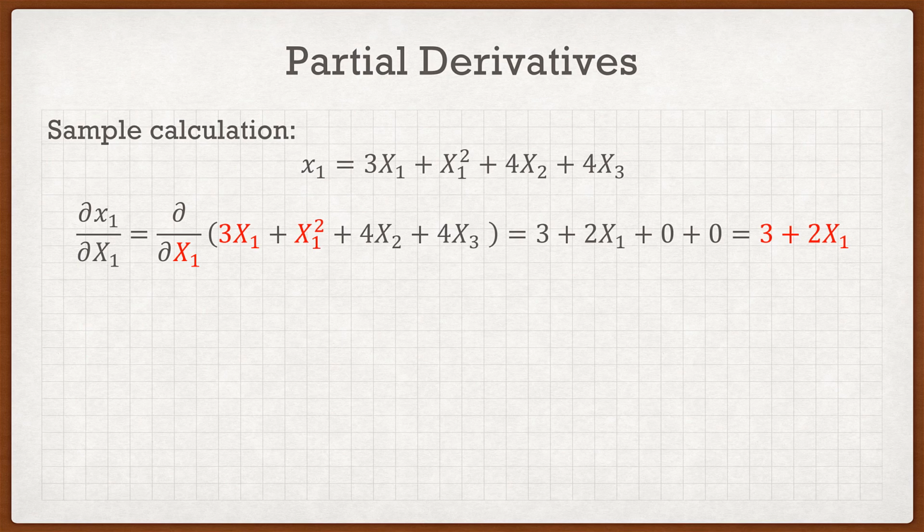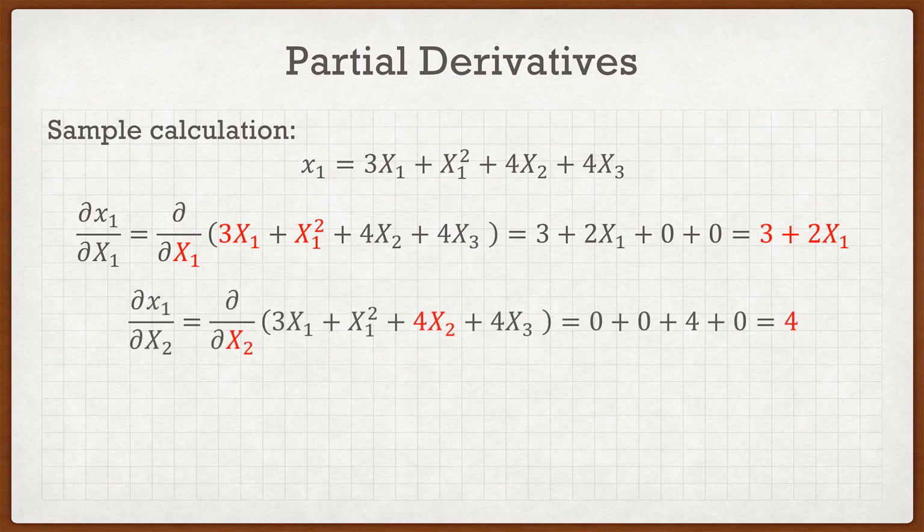So the derivative of 3X1 is just going to be 3. The derivative of X1 squared is going to be 2X1. So in the end I have 3 plus 2X1, and then the other two terms, since they're not in terms of X1, they're X2 and X3, I just go plus 0 plus 0. So the partial derivative of small x1 with respect to big X1 is just going to be 3 plus 2X1. Now I can carry this on and say, okay, now I found the partial derivative with respect to big X1. I can find the partial derivative with respect to big X2.